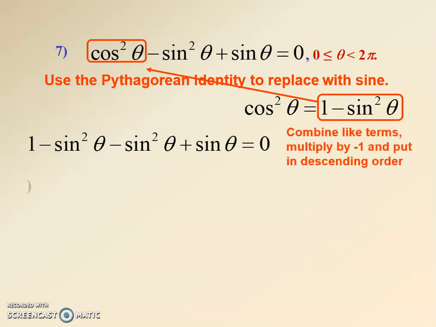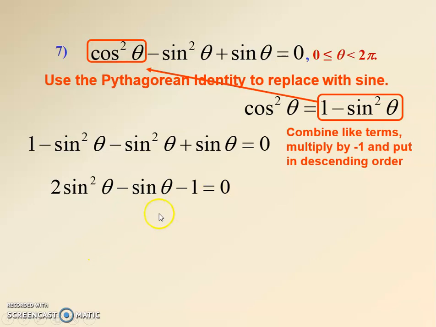So I'm going to go ahead and clean this up a little bit, collect our like terms. So what I did is I added negative sine squared and negative sine squared. That'll become negative 2 sine squared. It'll become a plus sine theta and then plus 1. But at the same time, I went ahead and divided everything by negative 1. So that negative 2 sine squared becomes positive 2 sine squared. That positive sine theta became negative sine theta, and that positive 1 became negative 1. So if you divide everything by negative 1, you would do the same thing on the right side with 0. 0 divided by negative 1 is still 0.